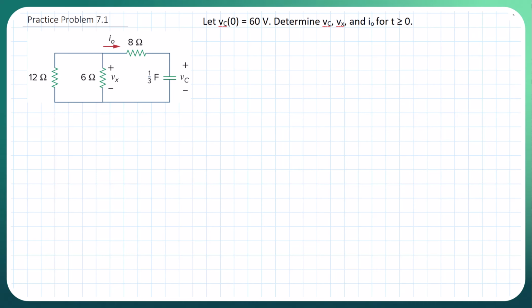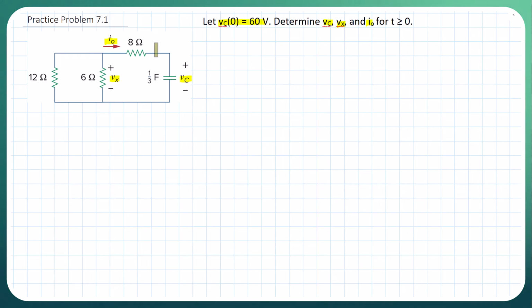All right, let's take a look at this problem. We're told that V_C at time 0 equals 60 volts. We want to determine V_C, V_x, and I_0 for t greater than or equal to 0. So you want to figure out what our voltage across the capacitor is, the voltage across this resistor is, as well as the current going this way.